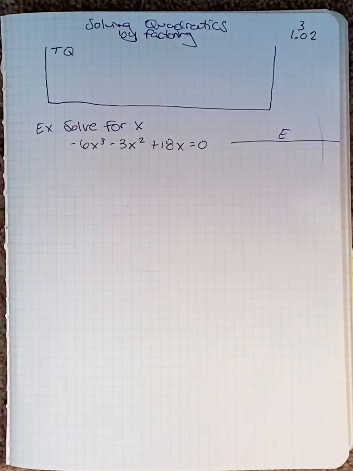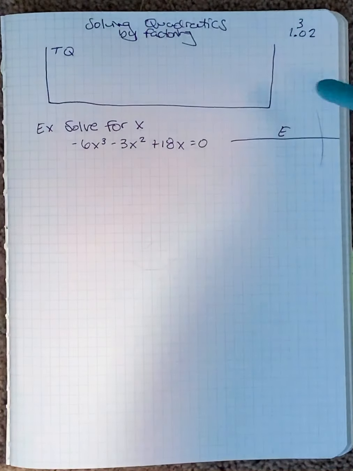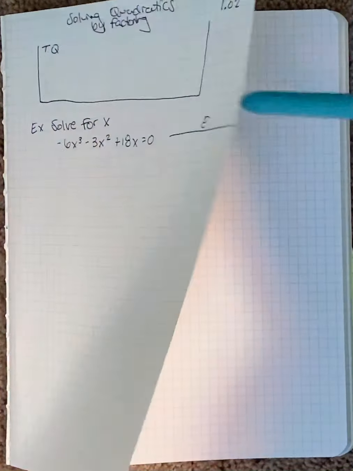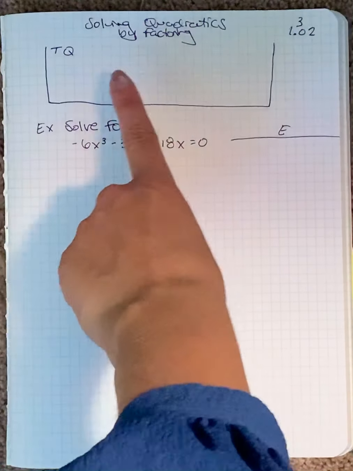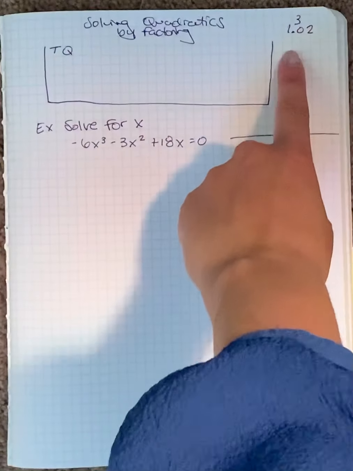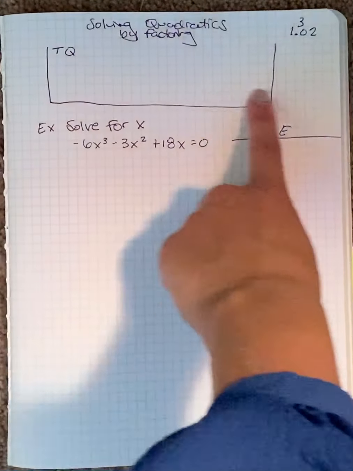We're going to start with lesson 1.02. This should be on page 3 of your notebooks. So the page before this should be the second page of today's notes with quadratic tables. So we're starting with solving quadratics by factoring. Page 3, lesson 1.2. Make a space for your thinking questions.